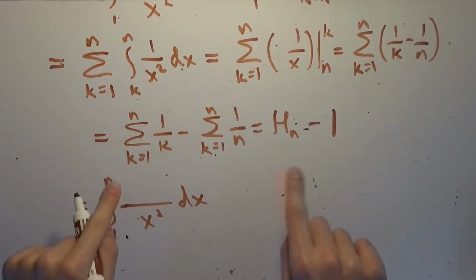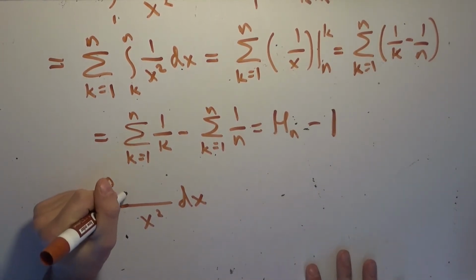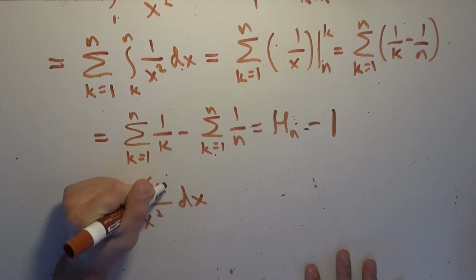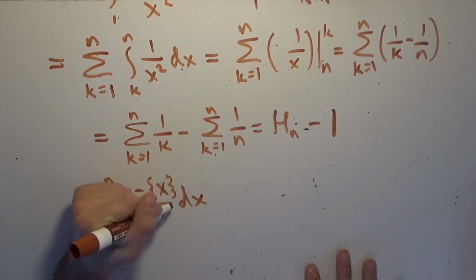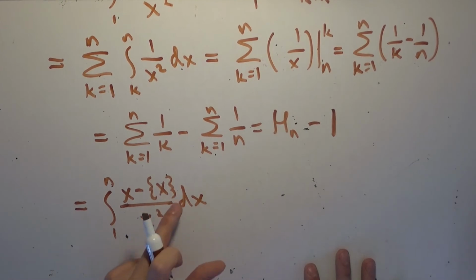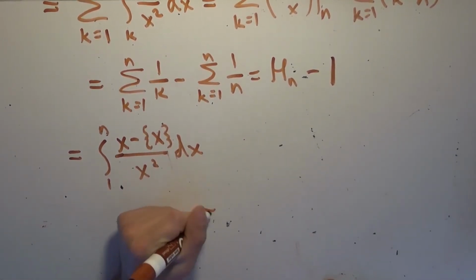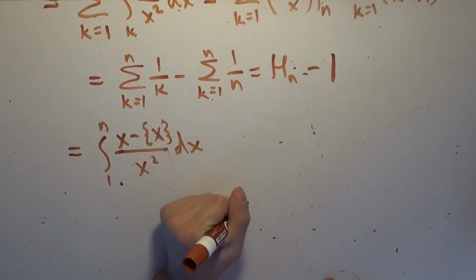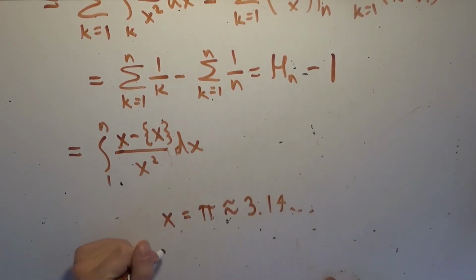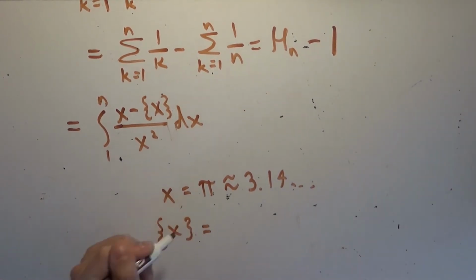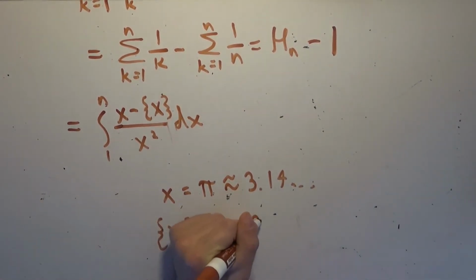It's x in curly brackets, right? So the floor of x is the same as the number x minus what's called the fractional part, which is usually denoted x in curly brackets. And so what I'm saying is, say we had x equals pi, which is about 3.14, then the fractional part of x is just pi minus its integer part, which is 3.